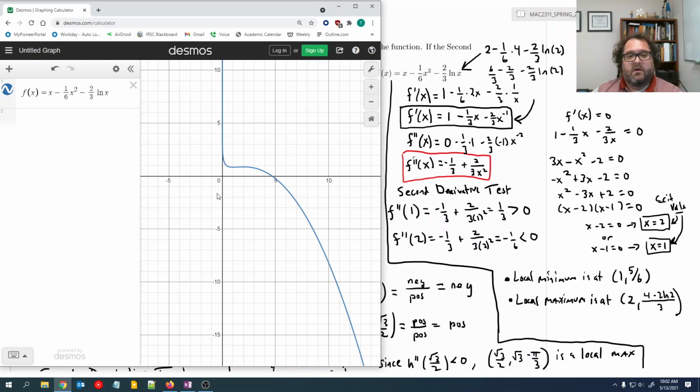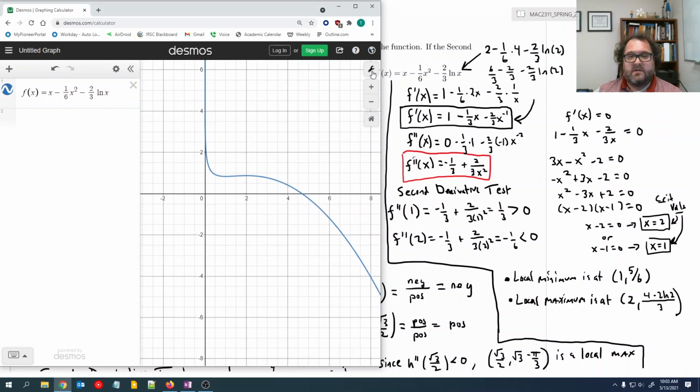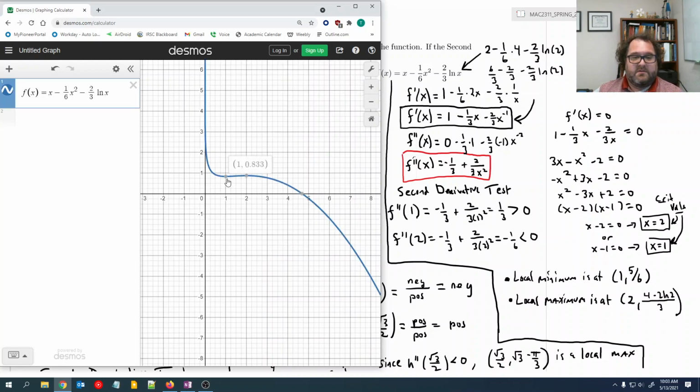Pulling all that together, we can get a nice sketch of the curve. Okay, so we said that we had a local minimum at (1, 5/6). The question is, do we recognize that the y value is indeed correct? It says the y value is 0.833. Is that the decimal approximation of 5/6? Because Desmos is always going to give you decimal approximations. And yes, you see that is the correct decimal approximation. So, yes, our relative min was correct.